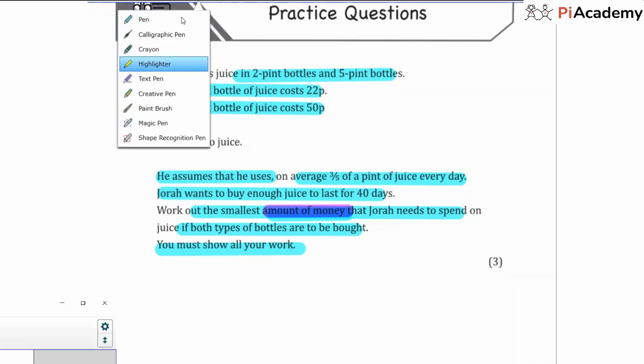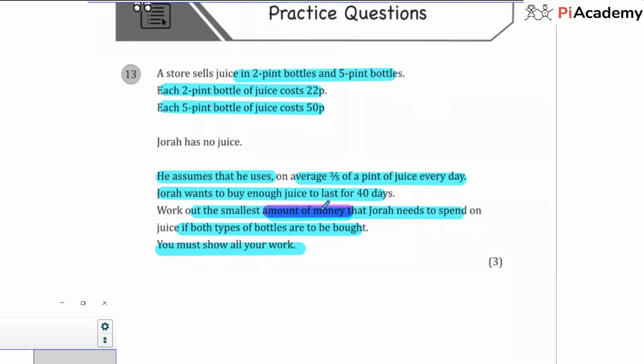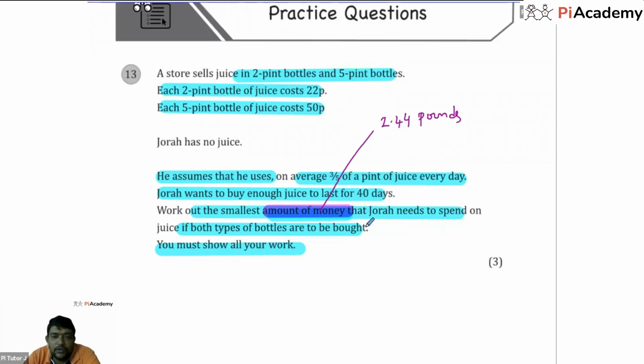It should be £2.44, right? Oh, wonderful. That's correct. I mean, is he correct? I got £2.40 though. Yes, Ishan. Can you go ahead and explain, Ishan?